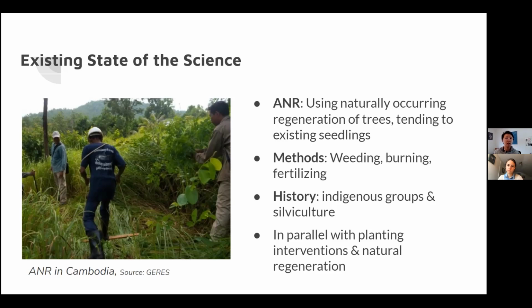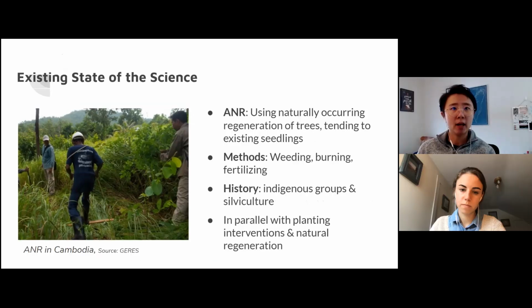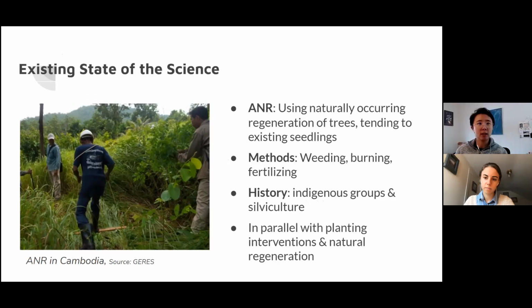ANR as a technique has likely been used by indigenous forest peoples for thousands of years on an informal basis, and at least for several centuries under formal documented use as part of Western conventional silvicultural practices. The specific phrase, assisted natural regeneration, is a relatively recent term that is now widely used in ecological literature, but in practice, ANR is often conducted in parallel with natural regeneration practices and planting interventions such as enrichment planting.